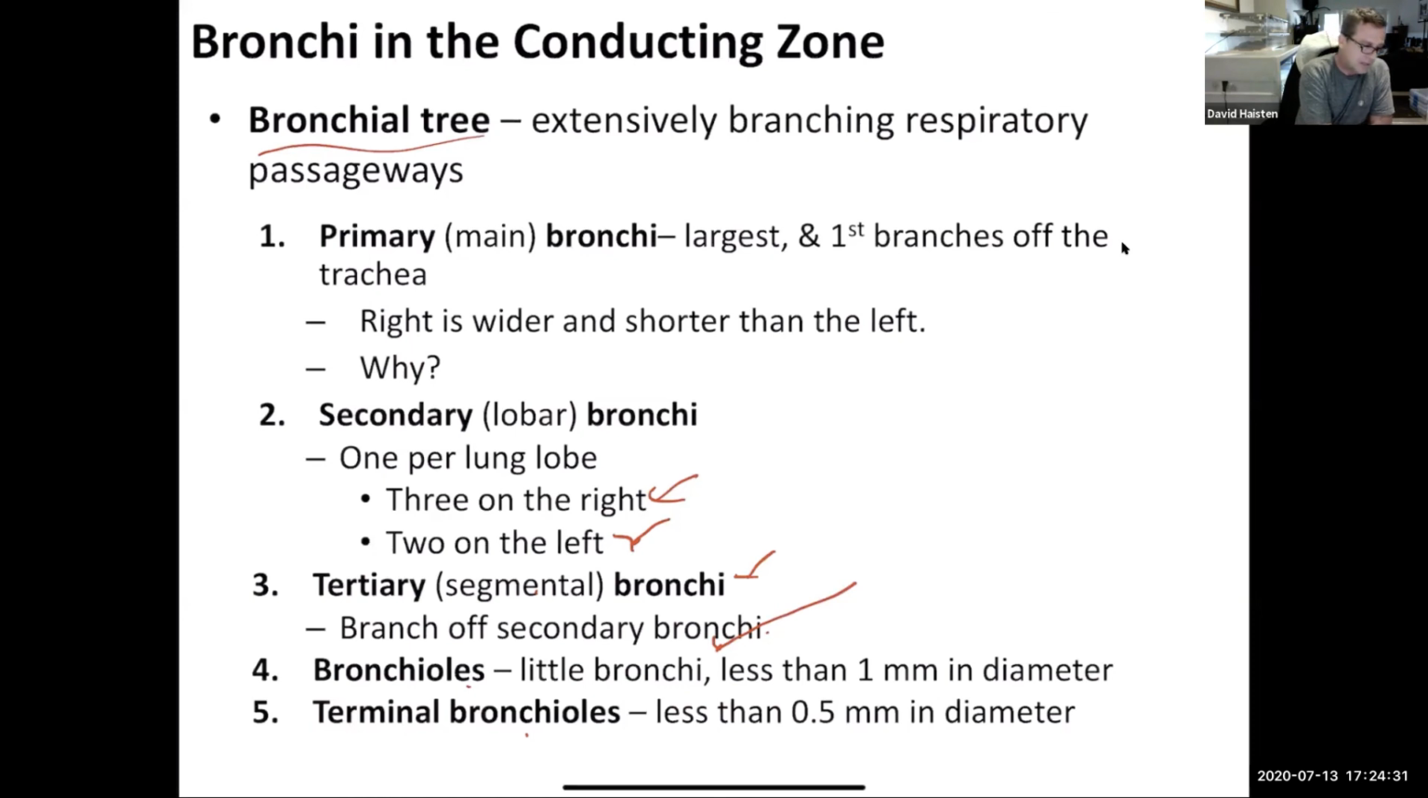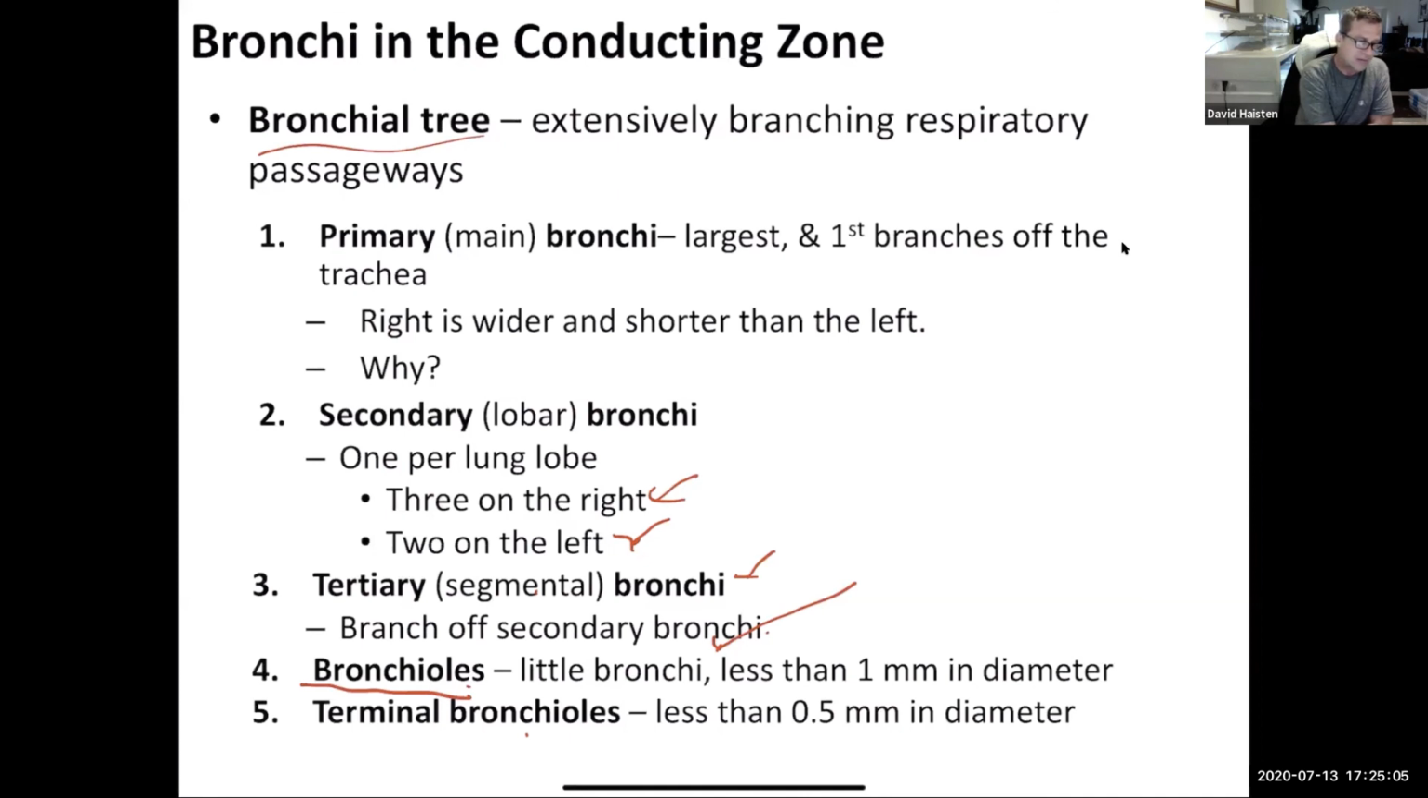Do you have any hyaline cartilage on bronchioles? No. It's all what? Smooth muscle and elastic fibers. So we have cartilage, cartilage, cartilage, down to tertiary bronchi, segmental bronchi, and then we're done with the cartilage. You have 3 lobar bronchi in your right lung and 2 in your left lung. The left lung only has 2 lobes. The right lung has 3.